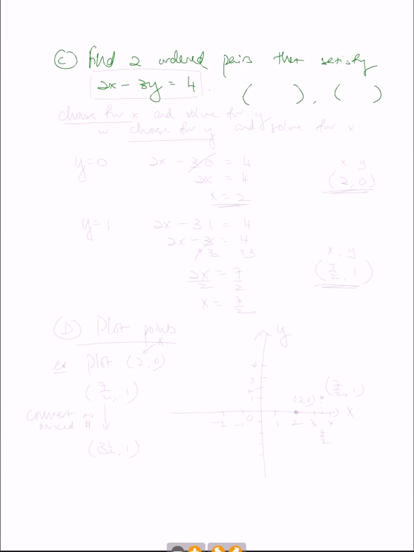Okay, so you find me 2 pairs of numbers x and y such that it satisfies this equation. So all of a sudden you are free to choose whatever you like. So this is where you choose. You can either choose for x and solve for y, or you can choose for y and solve for x. So the bottom line is you only get to choose for one.